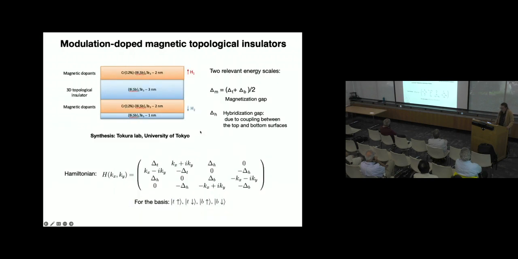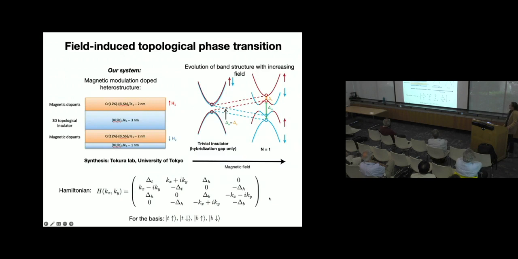and bottom surface states. And all of these effects can be captured in the following Hamiltonian, where delta T and delta B are the exchange-induced gaps that are opened on the top and bottom surface states respectively, and delta H describes the hybridization. And upon application of an external field, you can induce a topological phase transition from a trivial gap state into a quantum anomalous Hall phase.